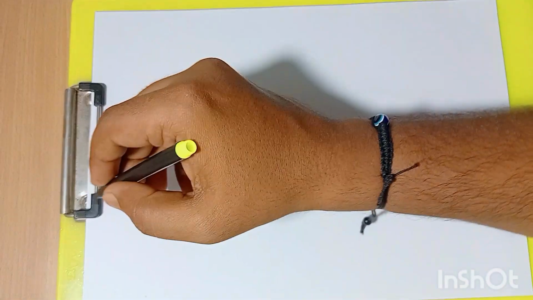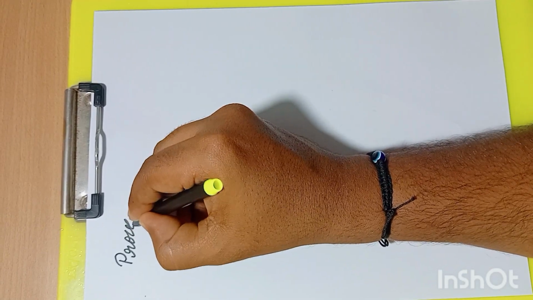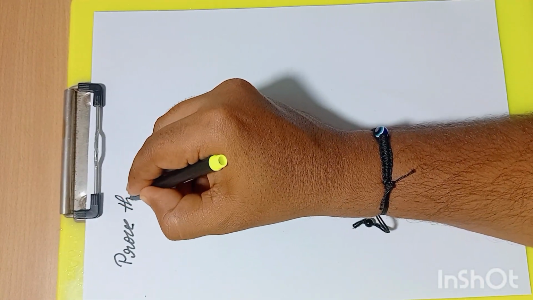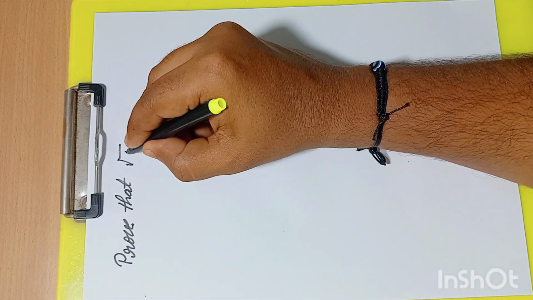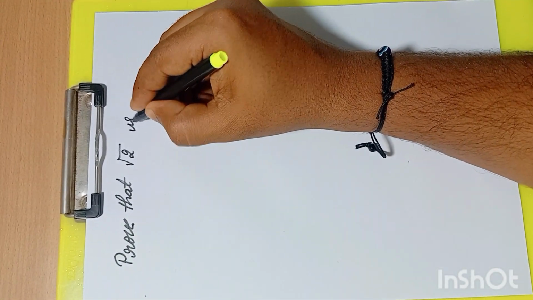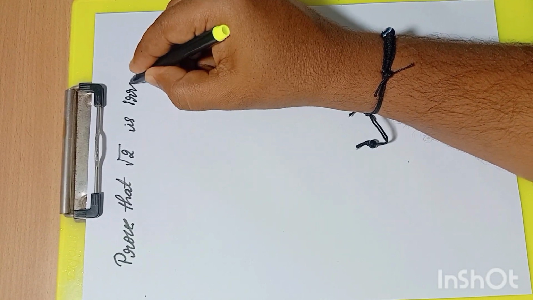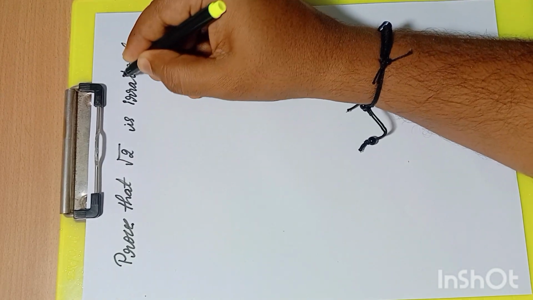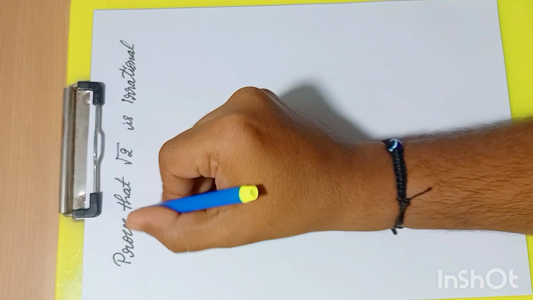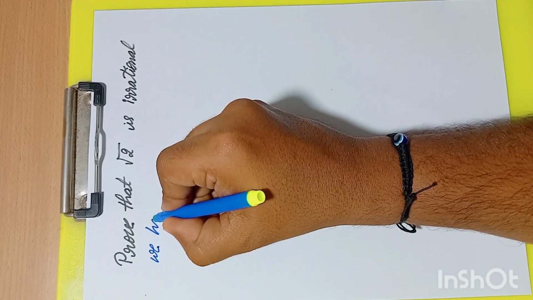Hi dear students, today we are going to prove that root 2 is irrational. We have to prove that root 2 is irrational. So the first step is we should assume that root 2 is rational first. That we will write now.